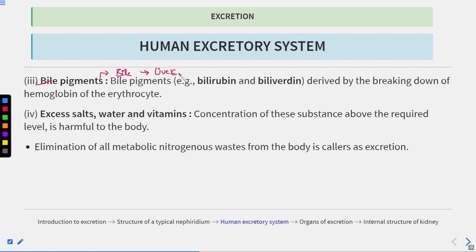So liver is the largest organ in the human body, and liver produces this bile which contains these bile pigments. Apart from this bile pigment, some salts are also present. One of the pigments is bilirubin. Another pigment is biliverdin. So these are colored compounds. So bile pigments, they are colored compounds.